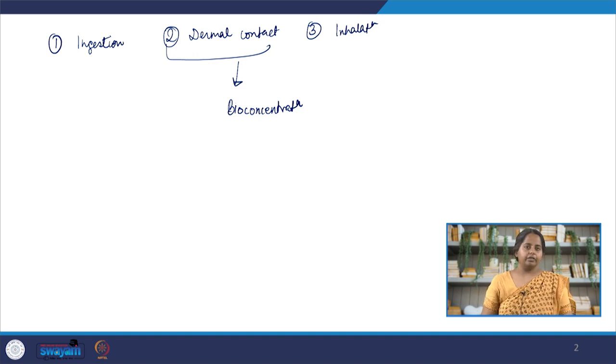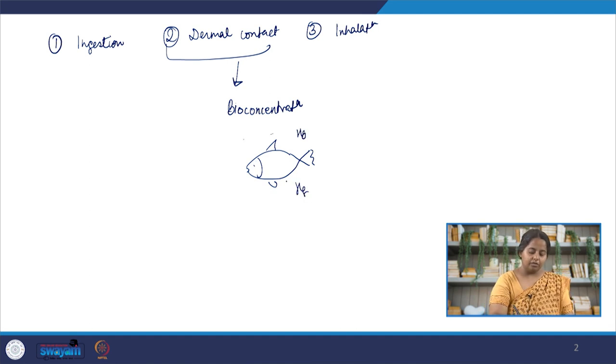So, in bioconcentration, what will happen? Let's say we have a fish. And the fish is surrounded by mercury-laden water. And then, from the gills of the fish, it is quite possible that mercury will enter the body of the fish. And over the lifespan of the fish, it will concentrate because the fish is interacting with water every day, every moment. This is bioconcentration.